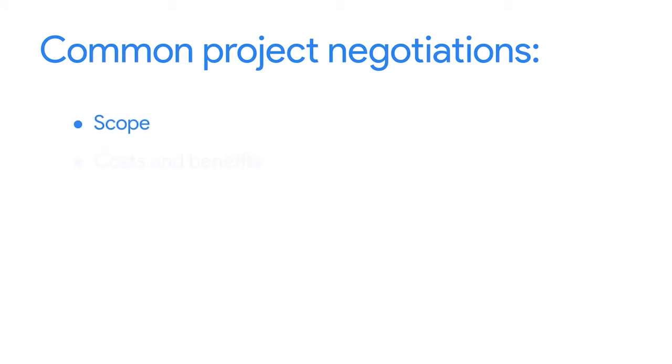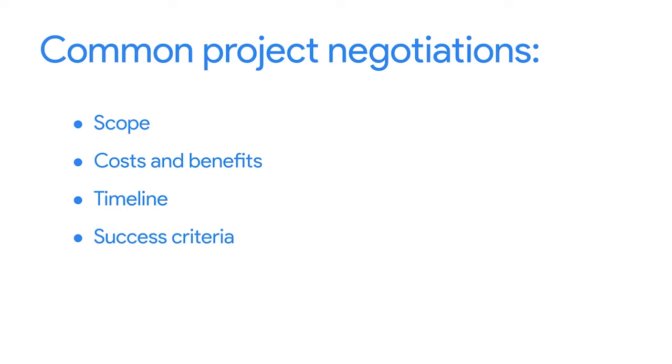As we discussed earlier in the program, some common project aspects that are negotiated during the course of a project include scope, costs and benefits, timeline, success criteria, roles and responsibilities, and resources. This is another reason getting aligned with stakeholders early on is helpful. Good alignment can help prevent some of these types of negotiations down the road.